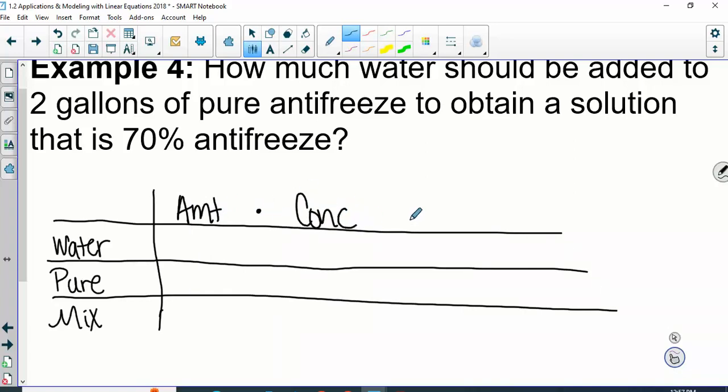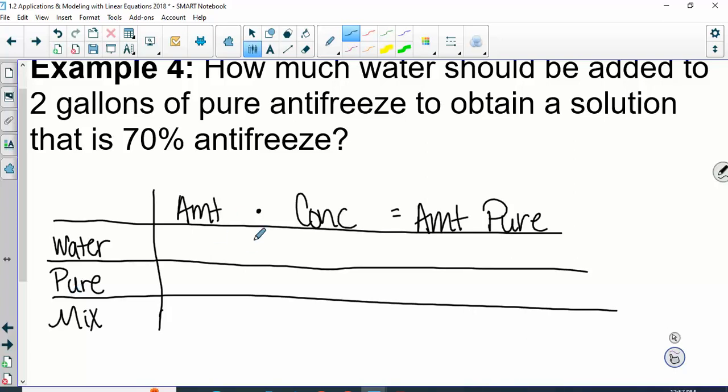times the concentration equals the amount pure. And I will use this formula on every mixture problem. So the total amount I have times the concentration will tell me the amount of pure whatever. In this case, we were talking about antifreeze.